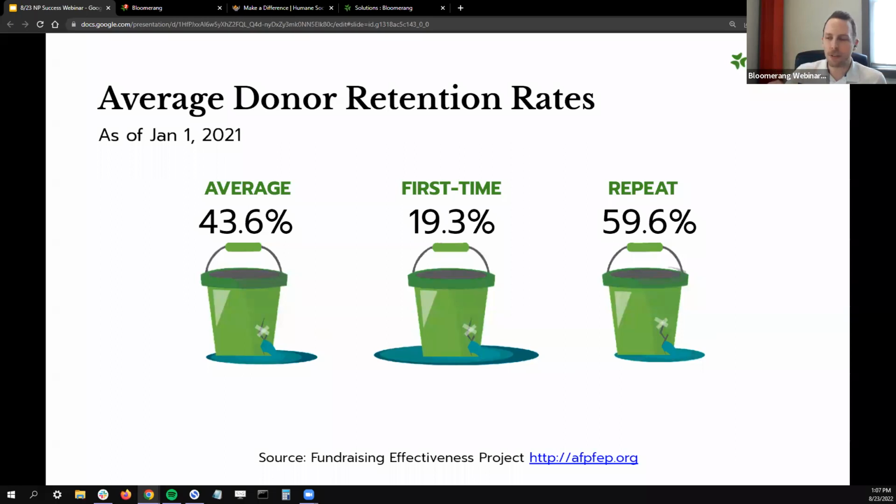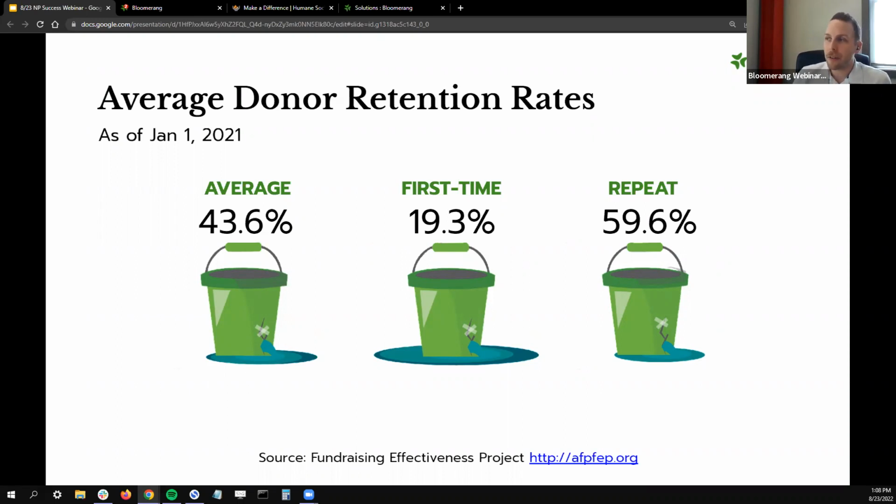So the average donor retention rate in the nonprofit space is 43%. That's for any type of donor. But if you look specifically at first-time donors, those that gave for the very first time to the organization, the percent of those that would give again the following year is only 19%. So if you have 100 donors give in 1 year, you're only going to have 19 of them give again the following year.